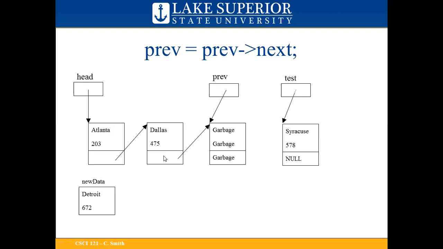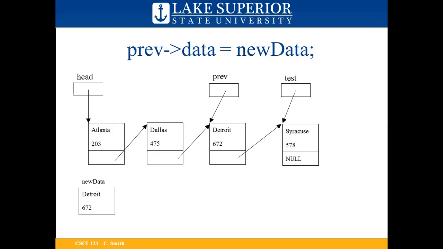And so, or the address. And so now it's pointing here. I'm going to fix up its next pointer. So previous arrow next is equal to test. So everything's linked in now. The structure of the list is fine. The only thing that's a problem is that we don't have our new data in there. And so previous arrow data equals new data copies that new data in, and that's our normal case.